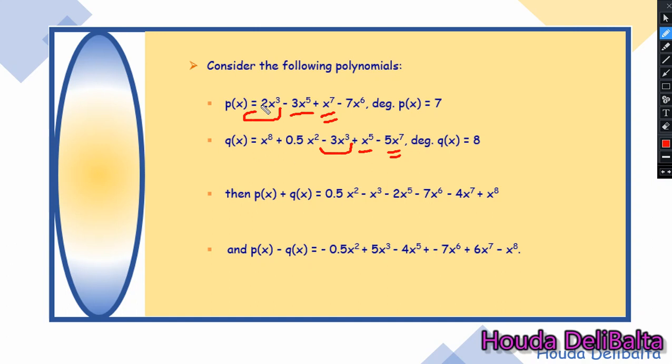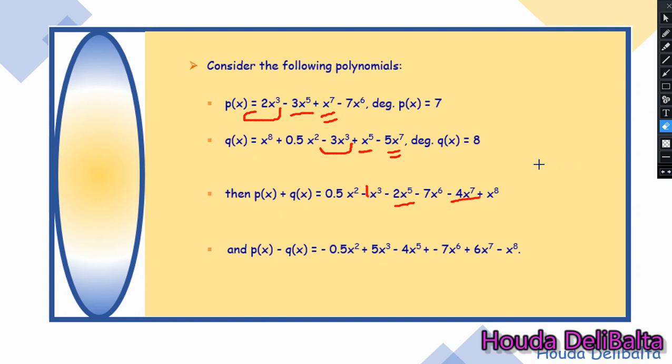Now let's start adding. 2x cubed minus 3x cubed is minus 1x cubed. Minus 3x to the power 5 plus x to the power 5 is minus 2x to the power 5. 1 times x to the power 7 minus 5 times x to the power 7 is minus 4x to the power 7. And as I told you, 0.5x squared, x to the power 8, and minus 7x to the power 6 are kept as they are.